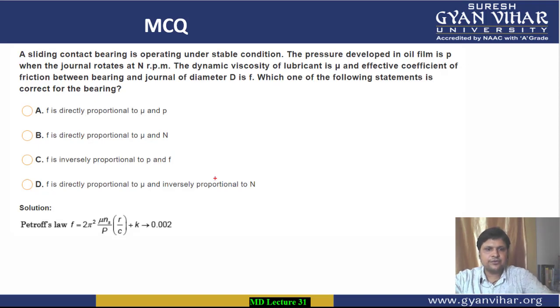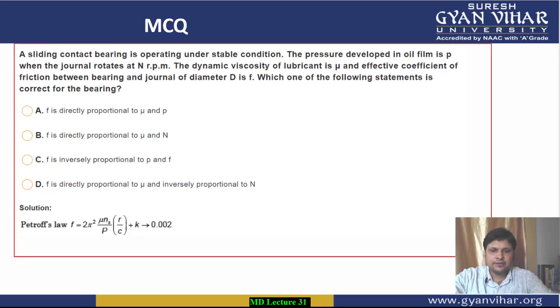Coming into multiple choice question number 9. This is our multiple choice question number 9, students. A sliding contact bearing is operating under stable condition. The pressure developed in oil film is P when the journal rotates at n RPM. The dynamic viscosity of the lubricant is mu. The effective coefficient of friction between journal and the bearing of diameter D is F. Then which of the following statements is correct for the bearing?